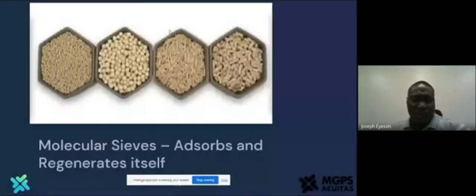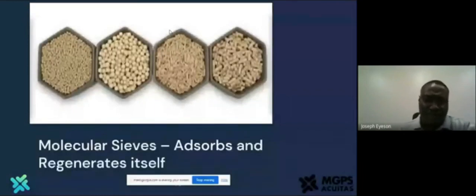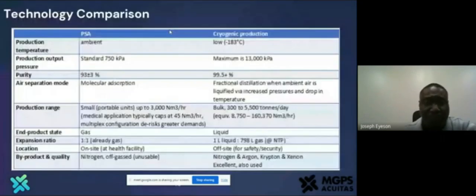This is what I was talking about, the molecular sieve that absorbs the hydrocarbons and then the oil and then any other things that we don't want in the air. So this is a typical one. So feel free to research on molecular sieves as well.